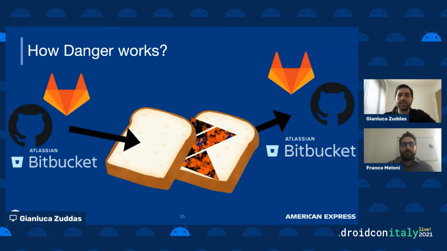All the new generation Danger implementations in other languages as well, like Swift, Python, or Rust, are using this modern architecture.